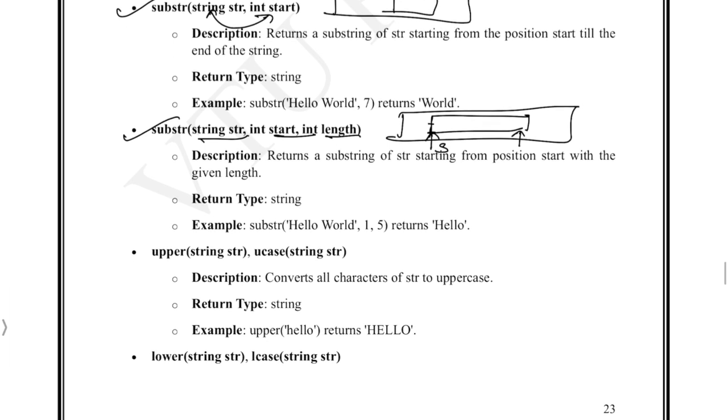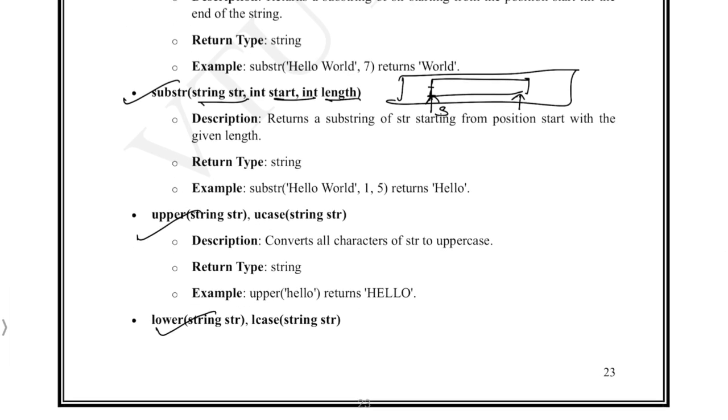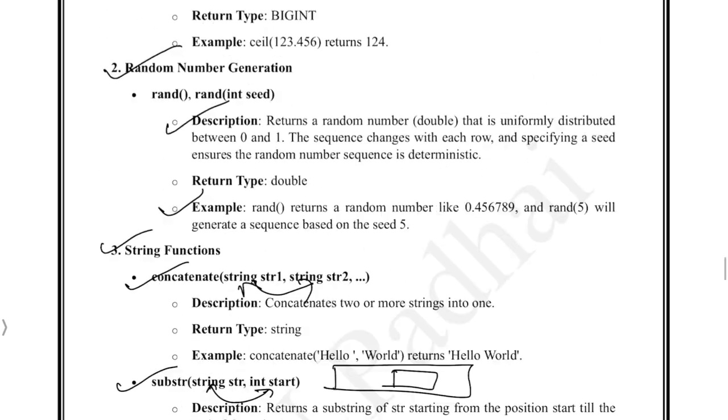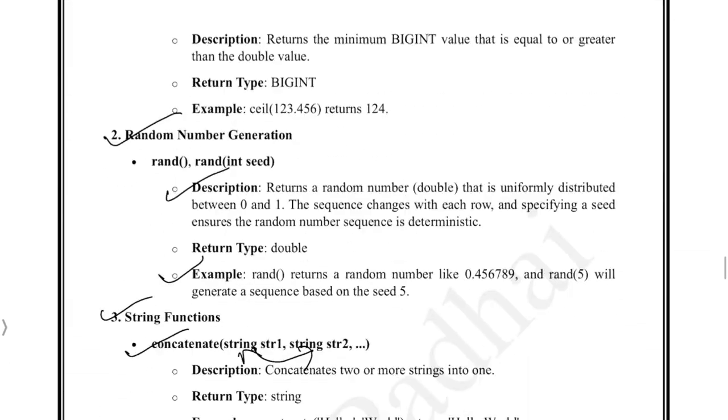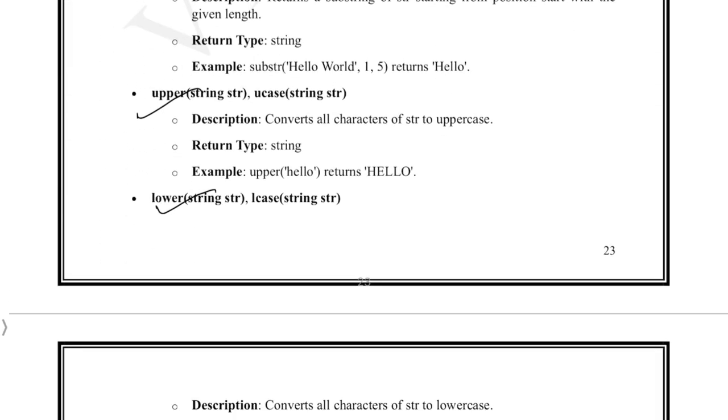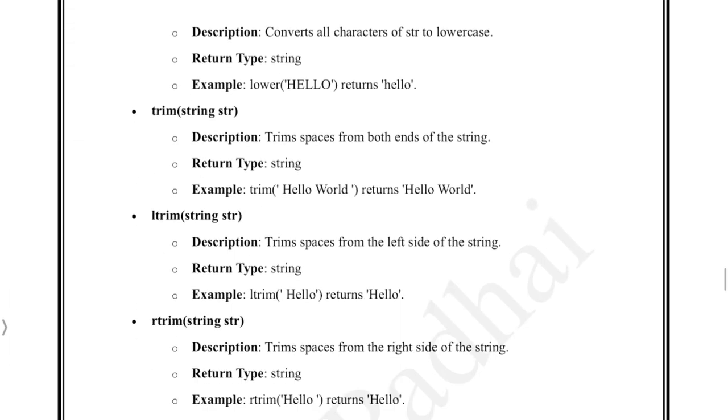Okay, so next we have uppercase and lowercase. Lowercase letters will be converted to uppercase and uppercase to lowercase, vice versa. Okay, that is all about the Hive built-in functions. It's basic, you also know all those things. Next is trim. Trim is nothing but removing all the white spaces.